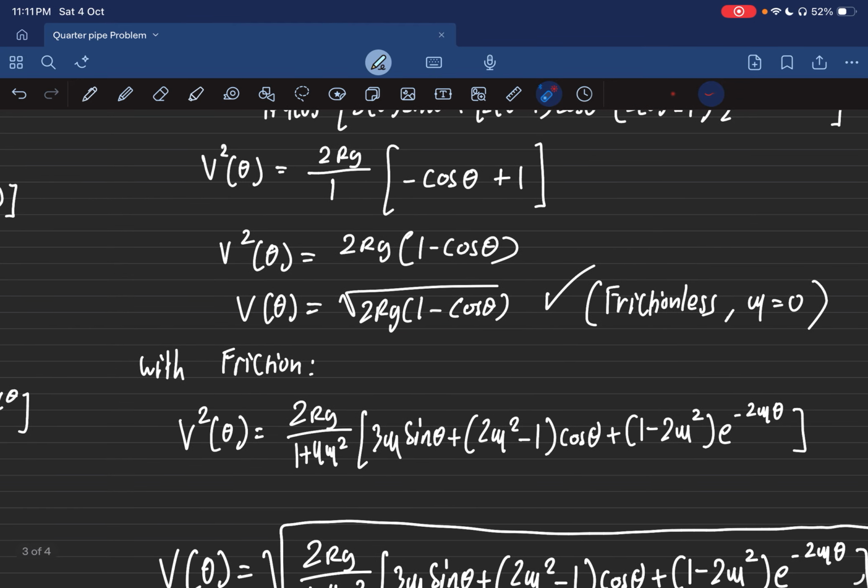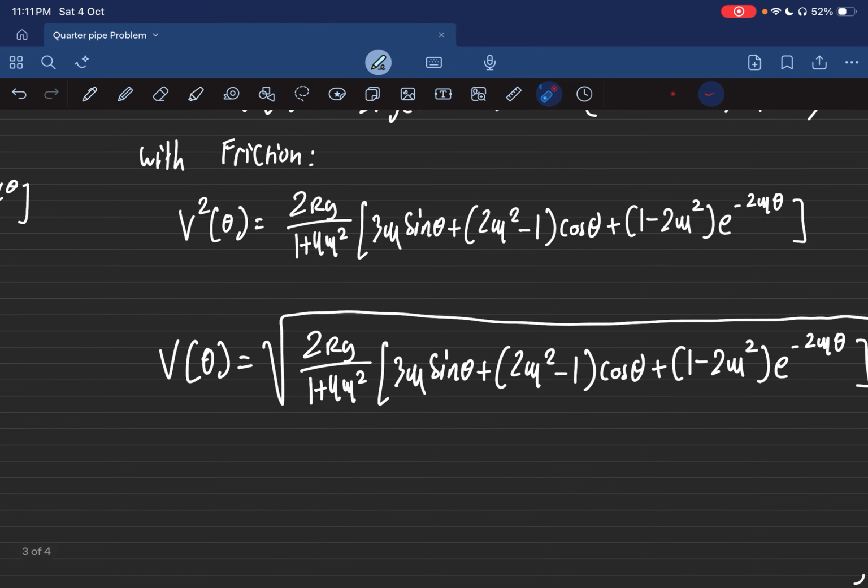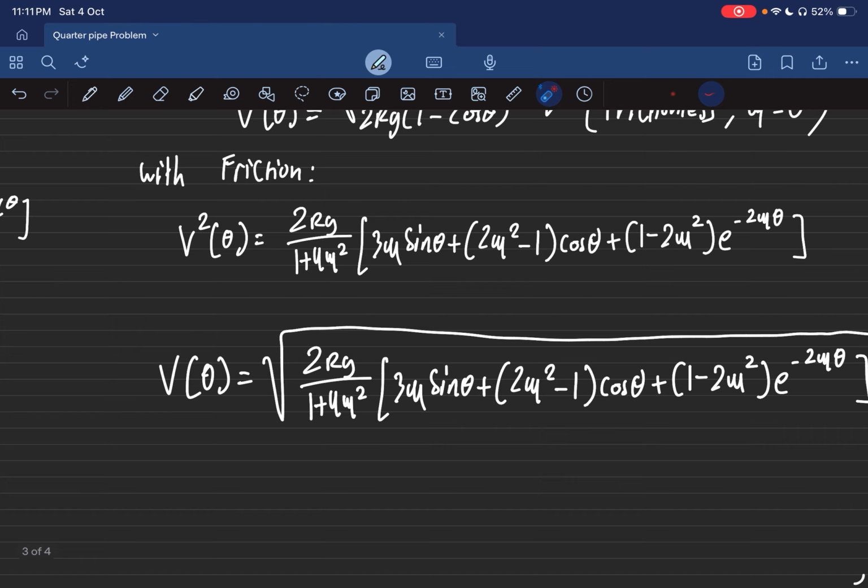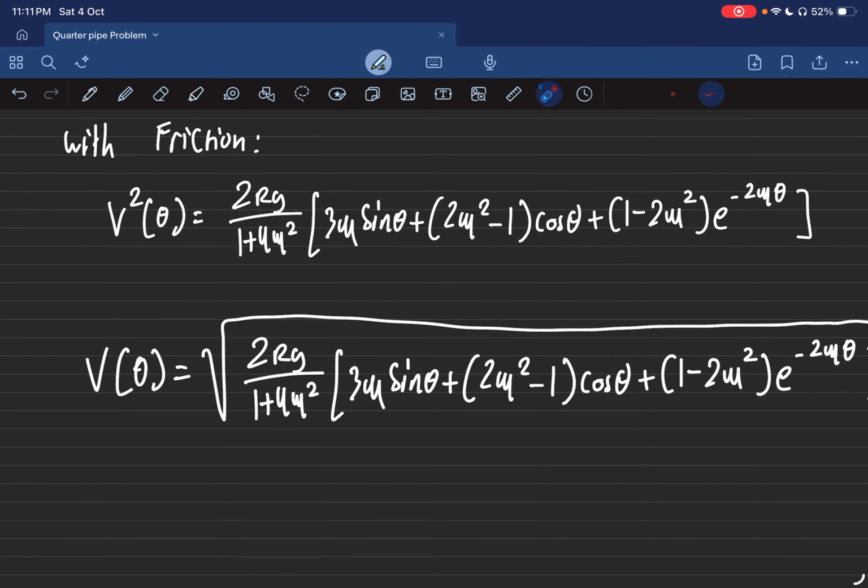So with friction, it's this. Well, that's v squared, so you can square root it if you'd like. That's your little cute answer. Not so little, not so cute, but that's your answer for what the velocity is of a cube sliding down a quarter pipe with friction at any point given theta.